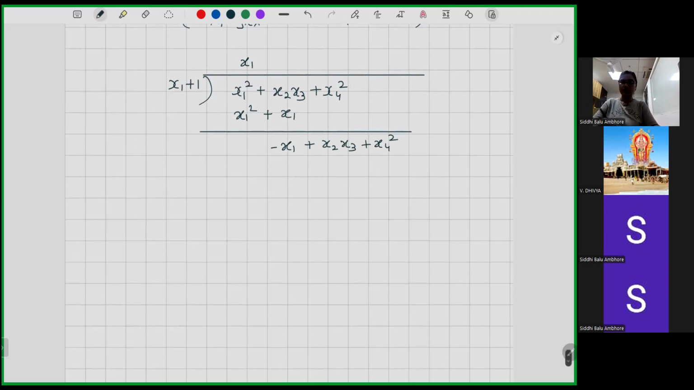Okay, and now this x1 can still divide this x1, and we will get minus 1 and minus x1 plus x1, sorry, plus 1, not plus 1, minus 1, and I get x2, x3 plus x4 square plus 1.